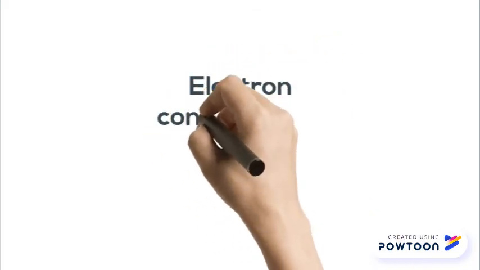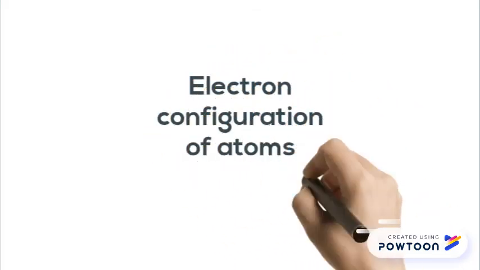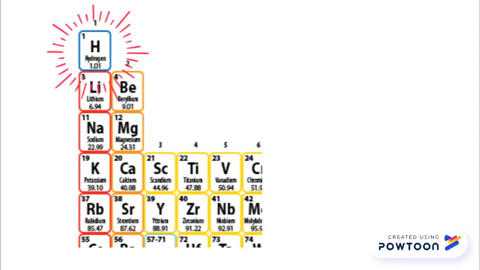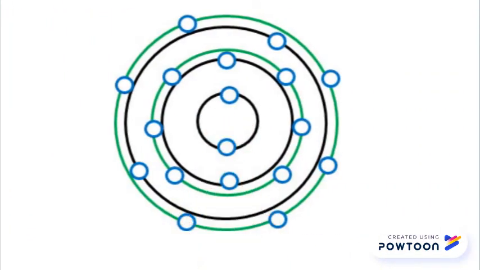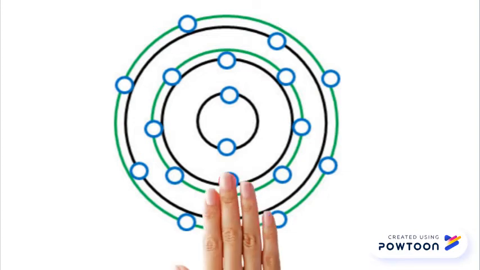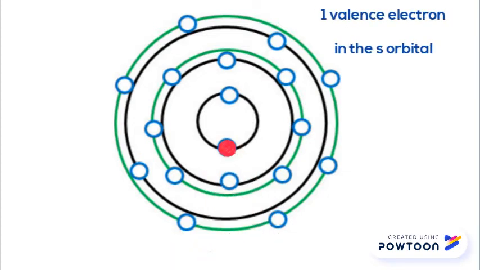Let's build the electron configuration of some atoms. The hydrogen atom has only one electron, so it is easy to do its configuration. Hydrogen has one valence electron in the s orbital and no core electrons.